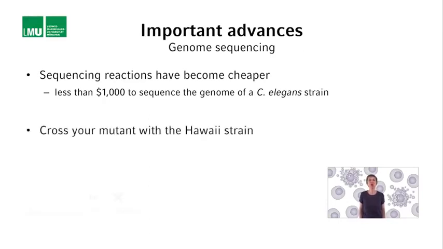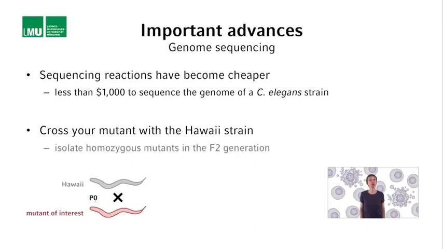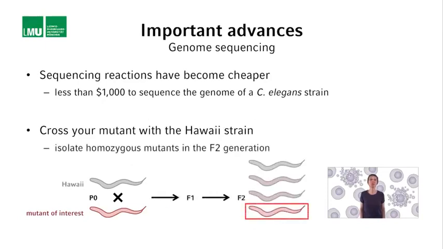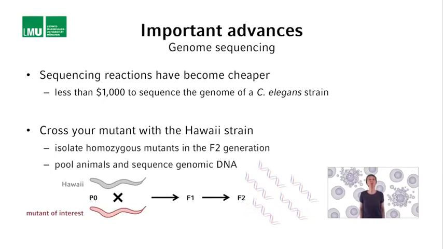The way mutations that were identified in forward genetic screens are identified and the affected genes cloned now is that you cross your mutant to the Hawaii strain, and in the F2 generation, you identify your homozygous mutant animals. These F2 animals are pooled, their genomic DNA isolated and sequenced. The sequence will reveal the chromosome, the region of the chromosome, and the transcription unit or the gene where it is located, and even identify the exact mutation.